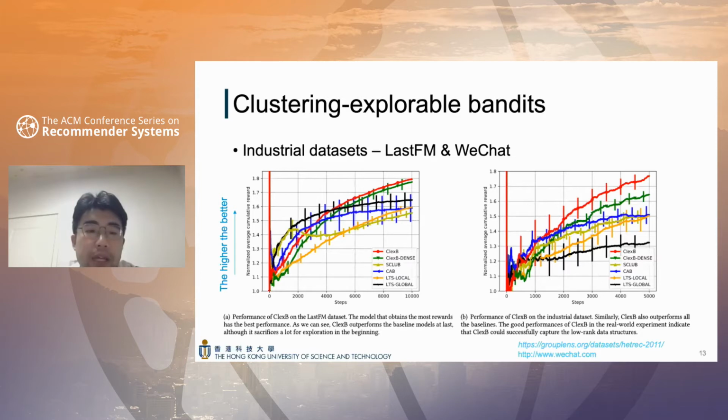The first is the Last.fm dataset. The Last.fm dataset is a public dataset, and another dataset is WeChat data, which is obtained from the online recommendation services in WeChat, Tencent, which is a company in China. As we can see, our approach, ClusBandit, also outperforms the baseline models in the long run because of the additional exploration of user clustering.